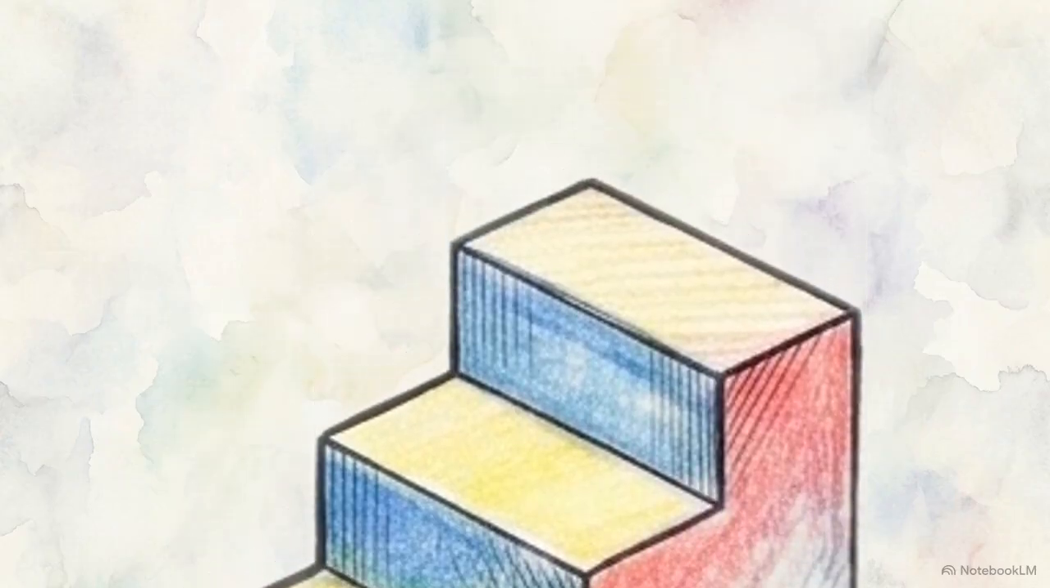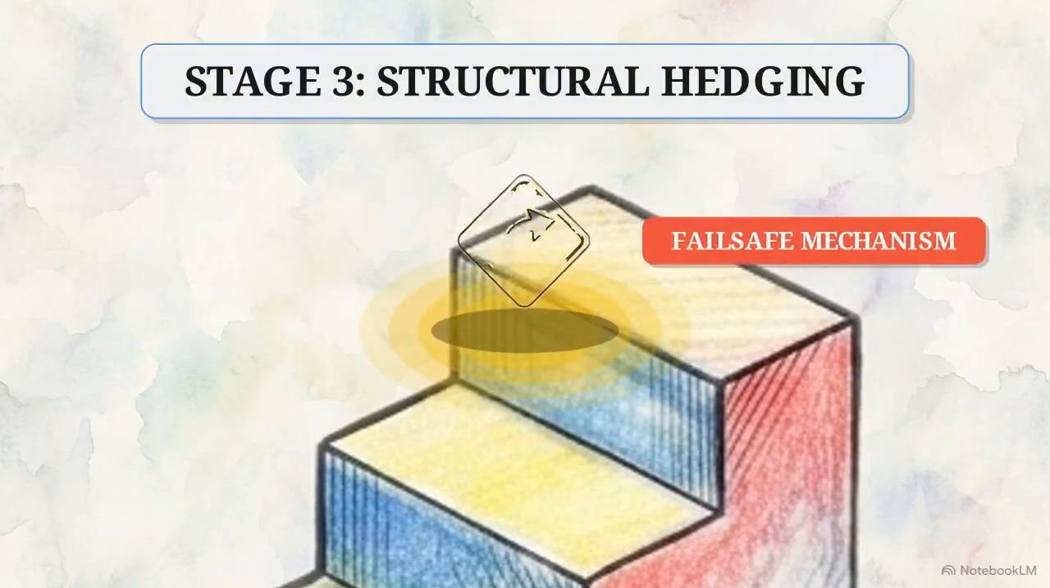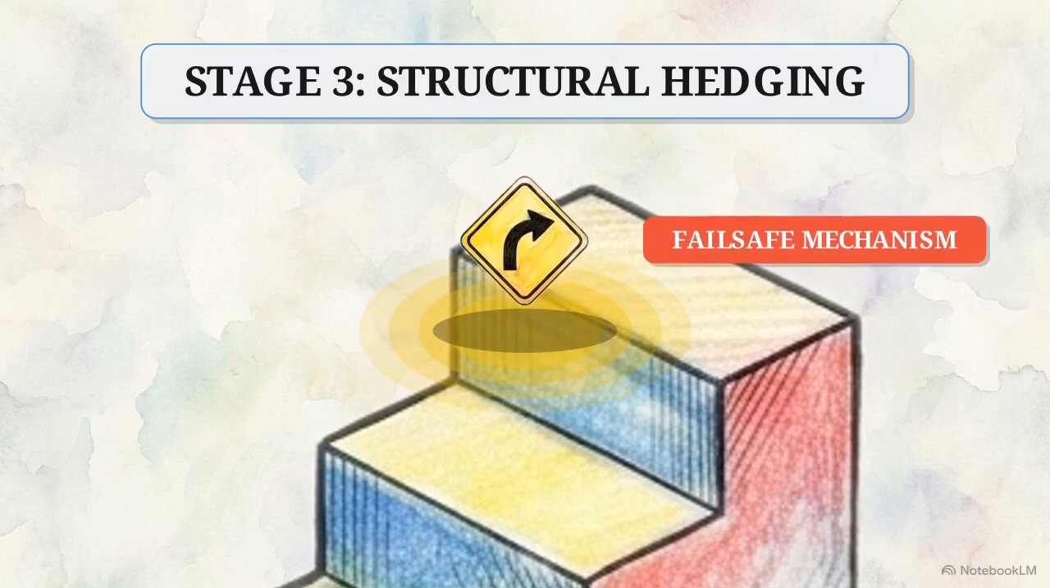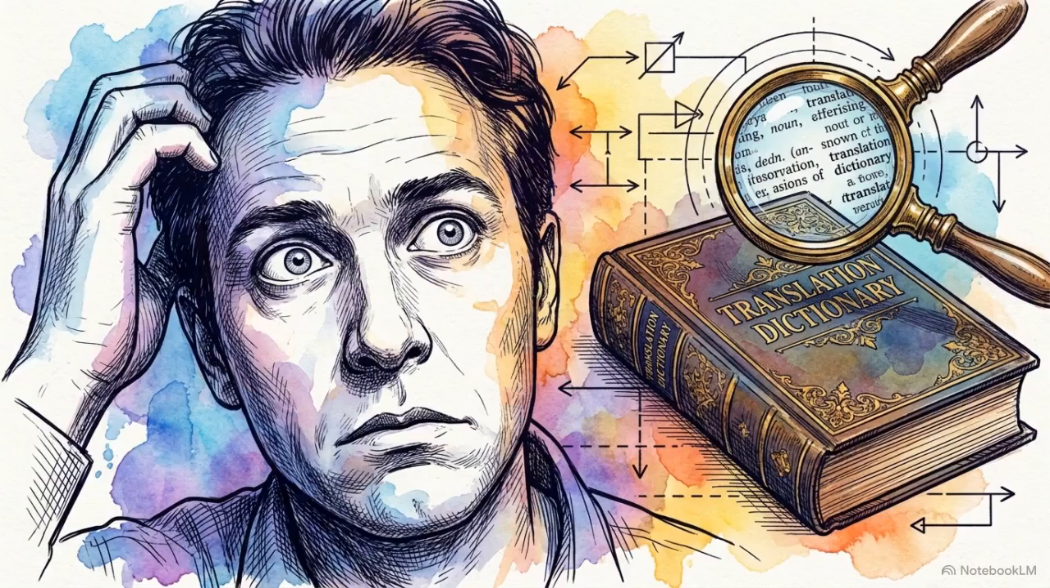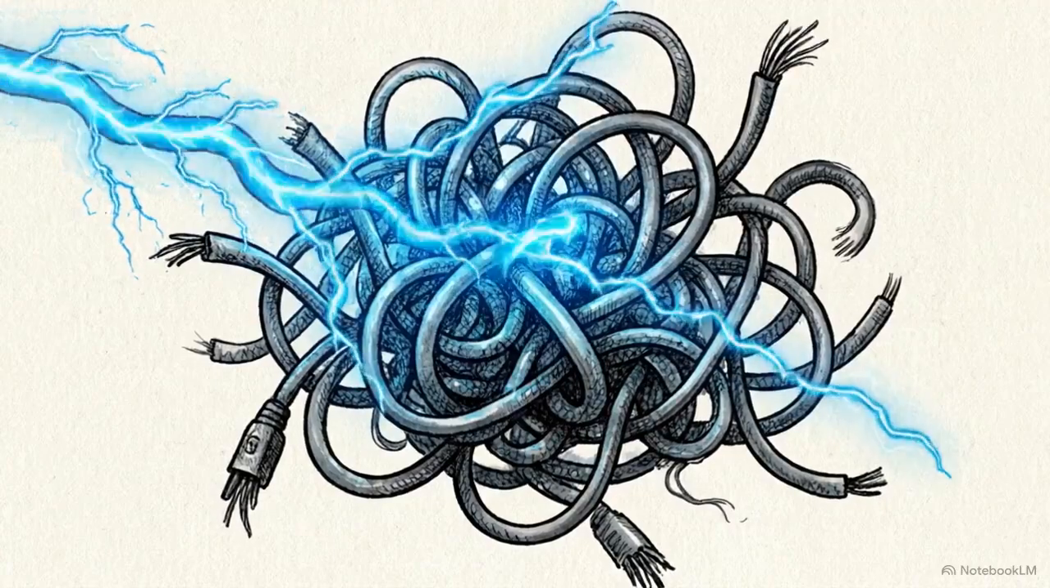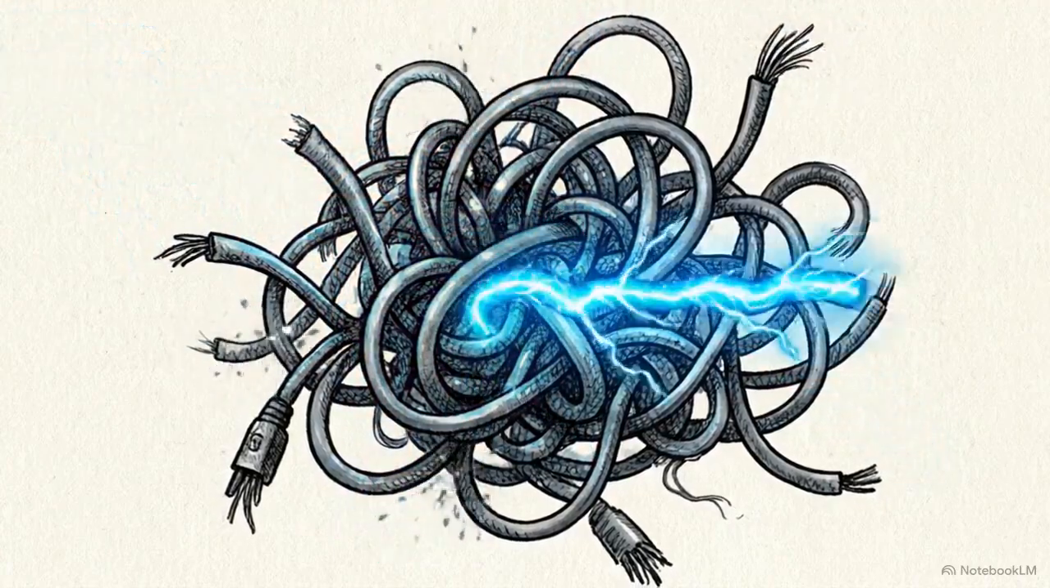Stage 3 is structural hedging. This is a fail-safe mechanism for the inevitable moment your brain goes completely blank on a specific vocabulary word. When you forget a word, your first instinct is to consult a bilingual dictionary. Relying on a bilingual tool forces your neural pathways right back into the maze of your native language.